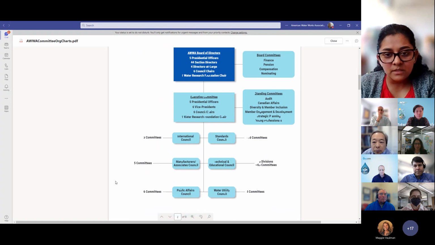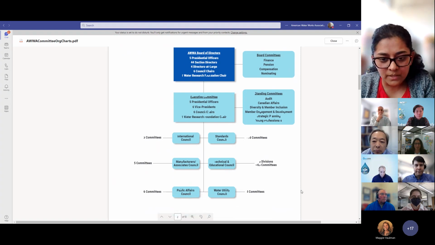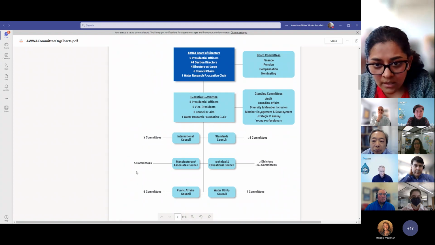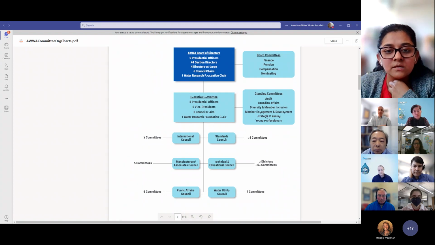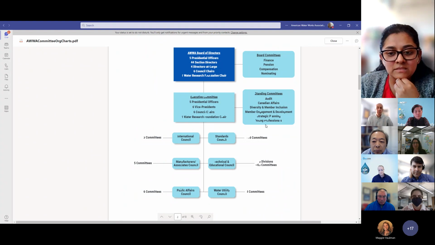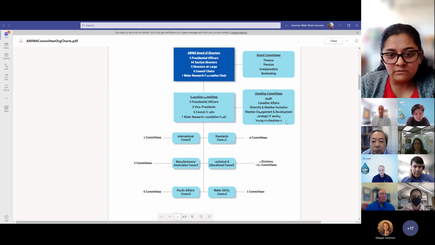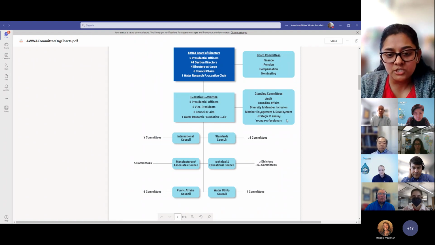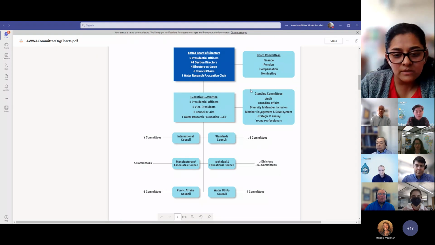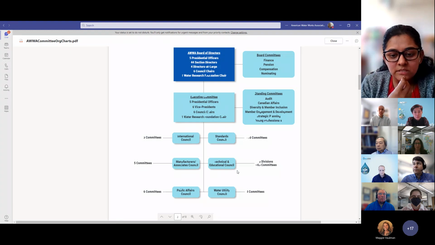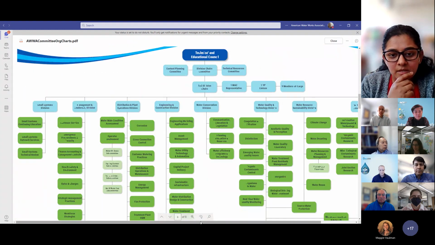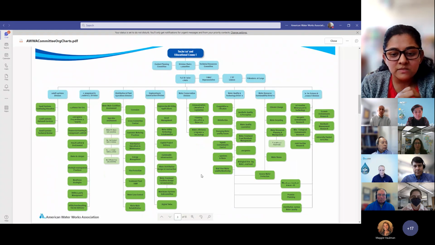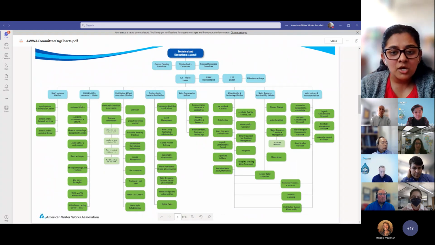So I know this is a little complicated, but the one thing I will point out is this: if you see on the right, under standing committees, Young Professionals, our committee sits over there. So that's one thing I wanted to point out, just so you know how we are on the org chart. I think there is, do we have TEC? Yeah, okay. So scroll down some, and we will send you these org charts as well. That way you get an idea.